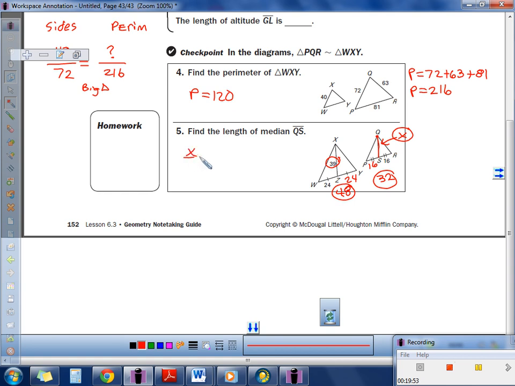So I can do x corresponds to 39. 32 corresponds to 48. I can then cross multiply, and I get x is 26.